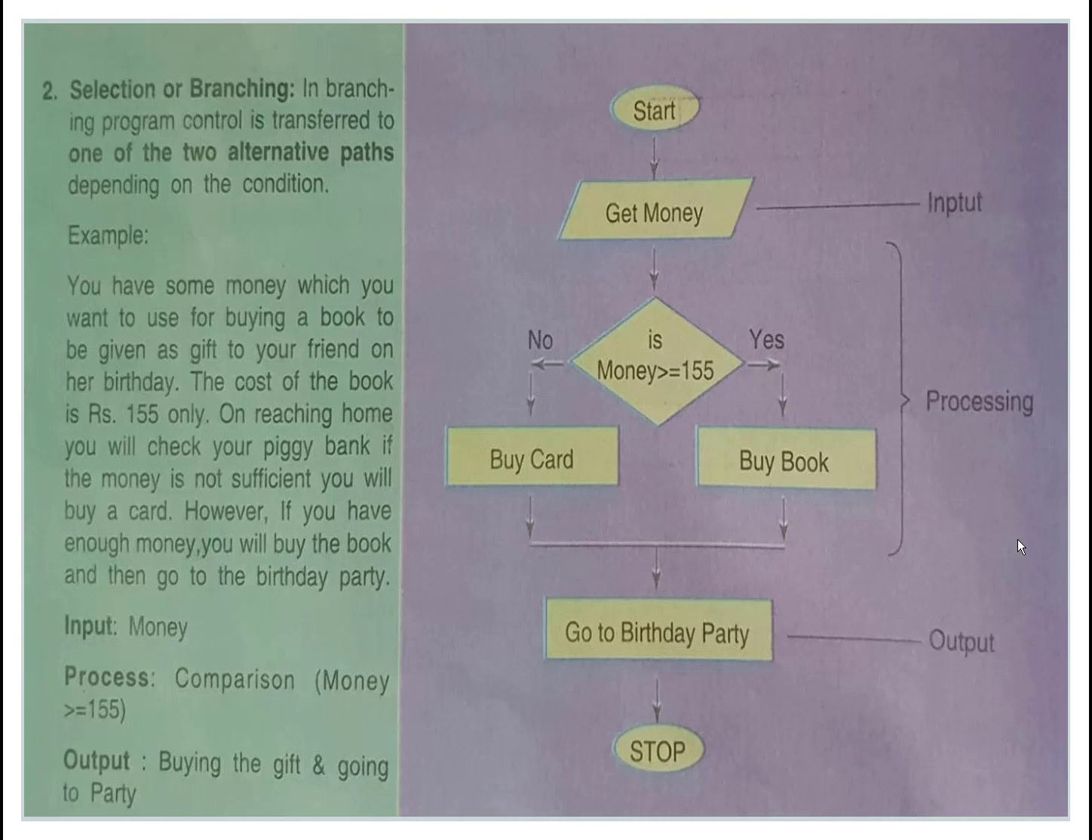So see the flow chart. First of all, start. Next, get money equal to input. Next decision, is money greater than or equal to 155? If our answer is yes, then buy a book. If our answer is no, then buy a card. This is our processing. Next, go to birthday party. It is our output. And in the last, stop.